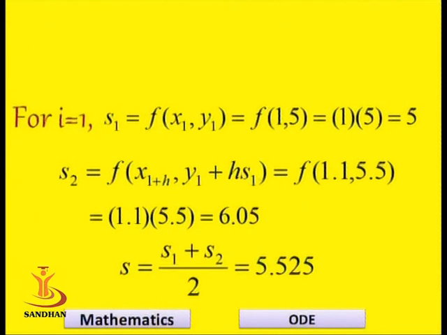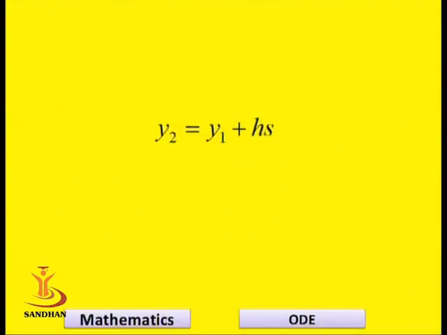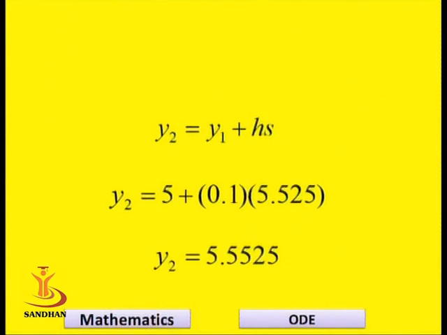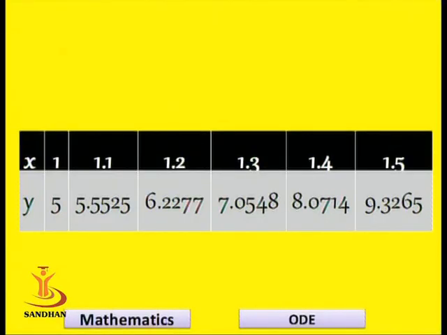We need to find out S, which is the average of these two slopes. That is 5 plus 6.05 divided by 2, which is now 5.525. Substituting these values in y2 equal to y1 plus h into s, that is y1 is 5, h is 0.1, and s is 5.525, we get the value y2 is equal to 5.5525. Subsequently, calculating these values for the other points 1.2, 1.3, 1.4, and 1.5, we can get the values of yi plus 1.